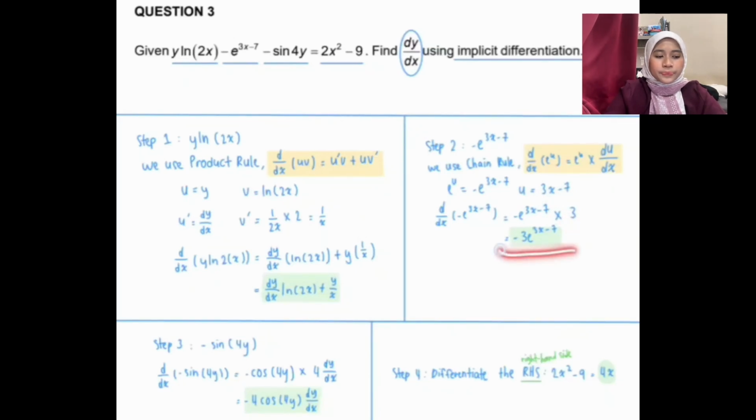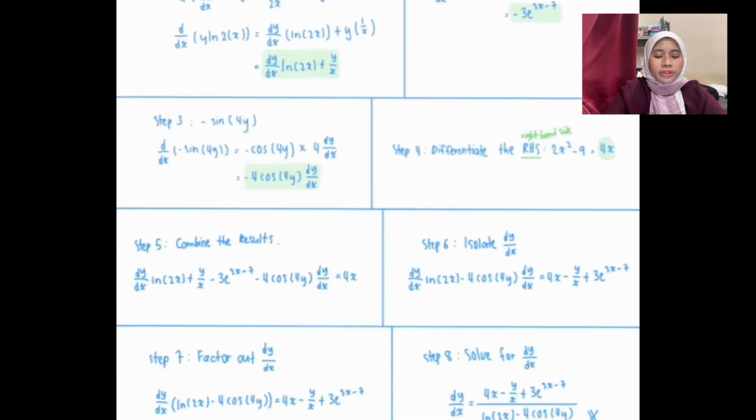Step 3, we're going to differentiate negative sin 4y. We use the chain rule because the inside is 4y. So the derivative of negative sin is negative cos. So the derivative becomes negative cos 4y multiplied by 4 dy over dx. Basically the 4 we get from 4y, and then dy over dx we get from implicit differentiation. So we get negative 4 cos 4y dy over dx.